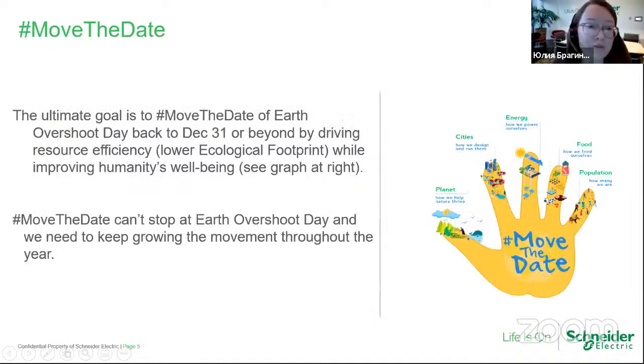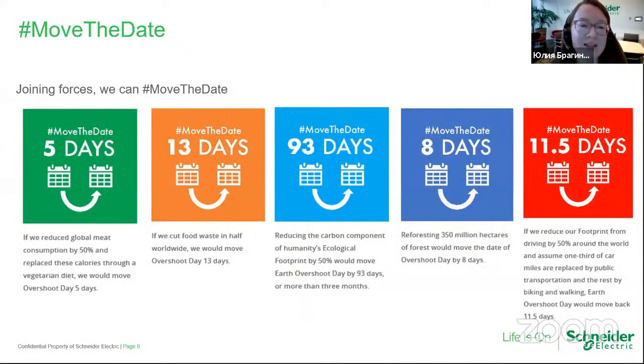The Global Footprint Network proposed a special flash mob. It is named Move the Date. The ultimate goal is to move the date of Earth Overshoot Day back to the 31st of December or beyond by driving resource efficiency while improving humanity's well-being. Move the Date cannot stop at Earth Overshoot Day, and we need to keep growing the movement throughout the year.